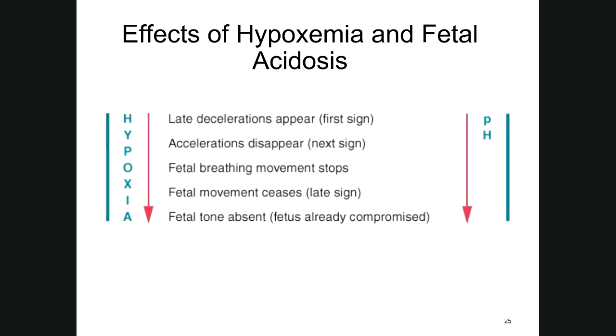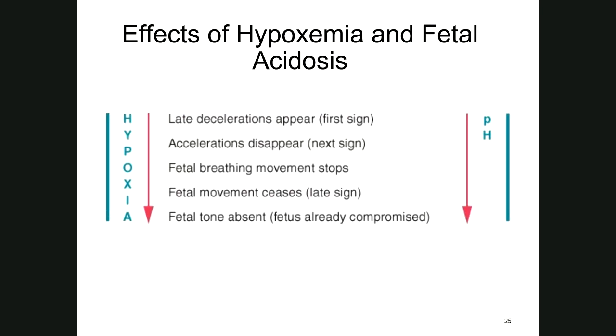So you can see that, as the baby becomes more hypoxic, the pH starts to drop. The oxygenation of the fetus gets compromised. You're seeing more and more of these symptoms. The amniotic fluid index is the next one to go.